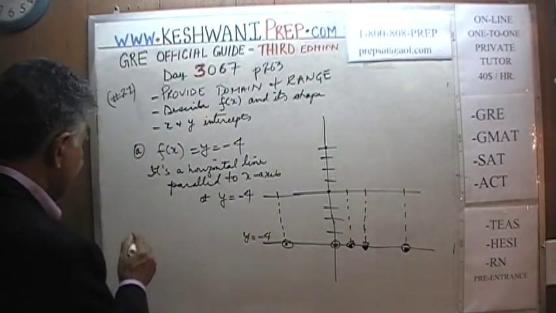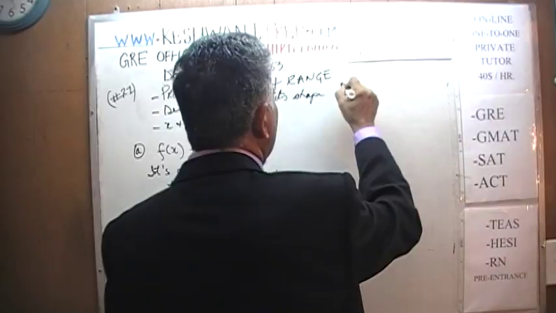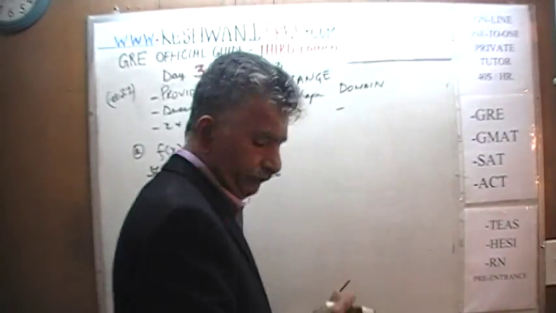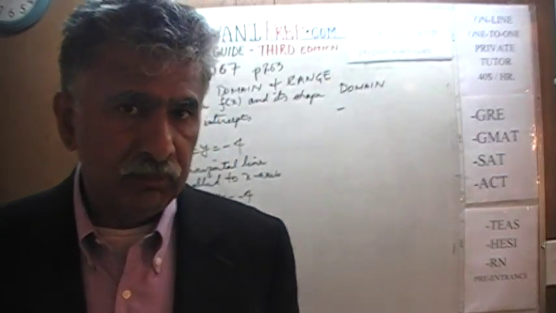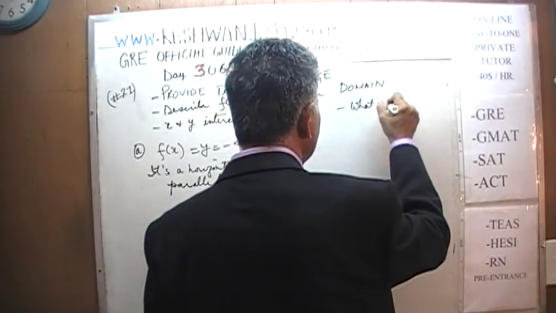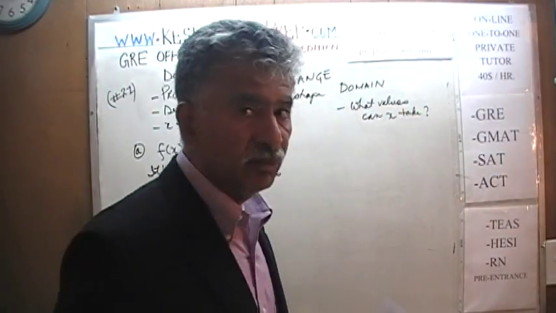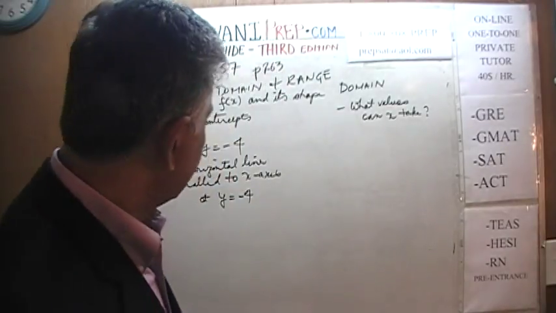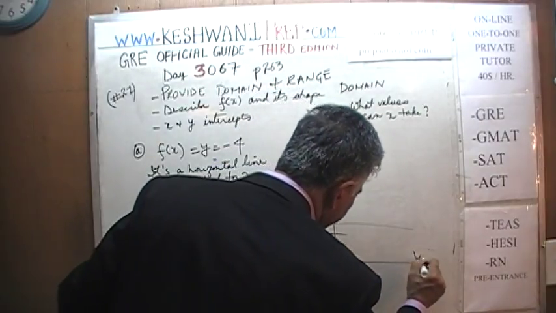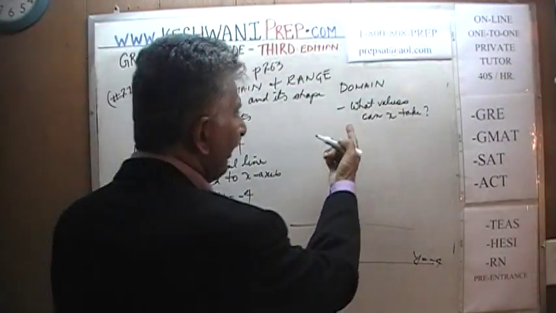Now let's talk about the domain. What does the word domain mean? Domain simply means what values can x take? Are there any restrictions on the values that x can assume? And here, as we saw, it's a very straightforward function. Y is equal to negative 4. X can take any values for us. There are no restrictions on x. There are no limitations. What values can x take? The answer is here.